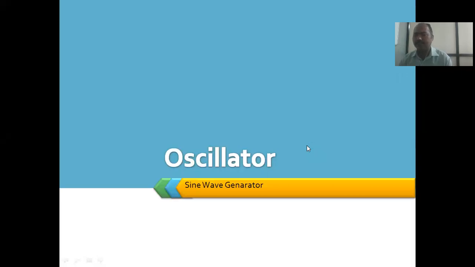But an oscillator is a circuit to which we don't apply any input, yet it still generates an output. In that case, the effect of feedback is used in the configuration. So an oscillator is basically a sine wave generator, because the basic output of an oscillator is a sine wave signal. That's why an oscillator is also called a sine wave generator.